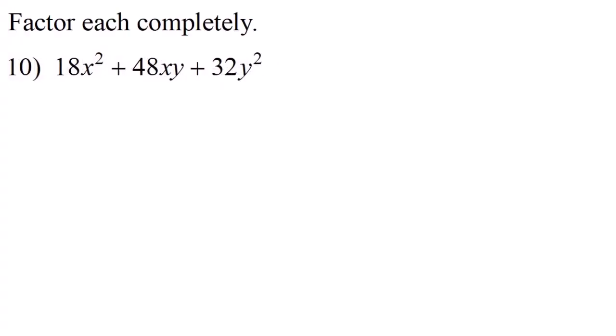All right, number 10. So once again, check for a GCF first. 18, 48, 32. If you already know what it is, that's great. You don't have to go through all this, but this is a good system if you don't know. So 2 times 9 is 18. 9 breaks down to 3 times 3, so it's 2 times 3 times 3.